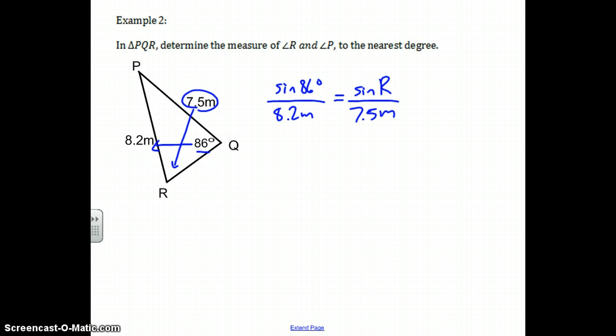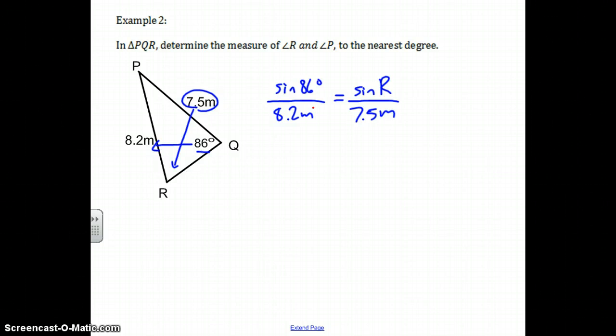Remember that we always need all the sines on the top and all the sides on the bottom, or we could write it with the 8.2 and the 7.5 on the top and the sine 86 and sine R on the bottom, but we just need to keep it consistent. So from this we can solve for angle R. To solve for angle R, we need to isolate it. So again, cross multiply and divide.